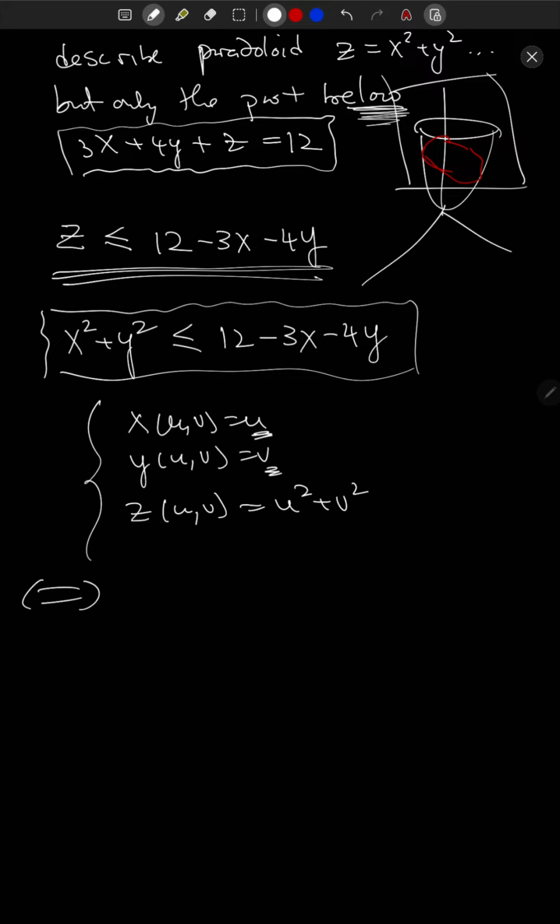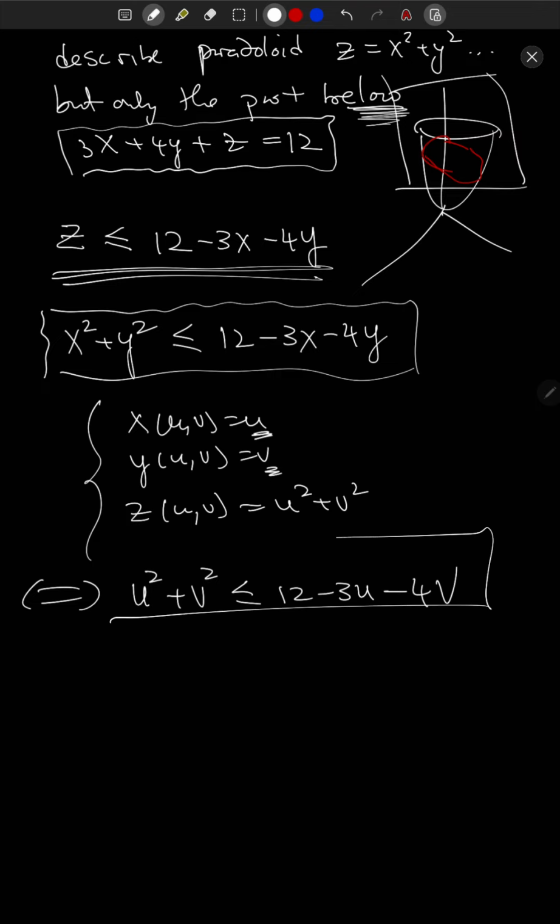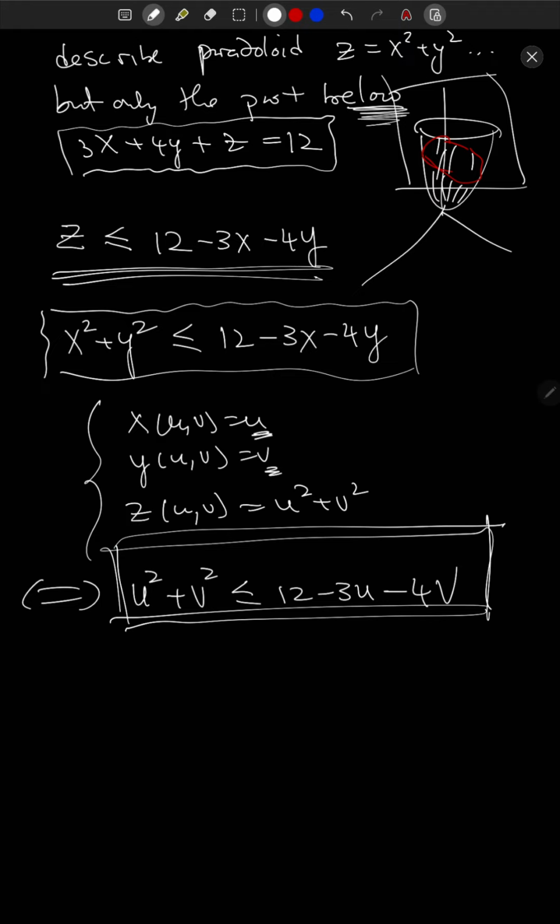So instantaneously, I know that I only care about points where u squared plus v squared is less than or equal to 12 minus 3u minus 4v. Whatever this describes is the region of interest in the uv plane. If I want to integrate over the paraboloid below this plane, which we're going to want to do in the near future, we're going to want to integrate in the uv plane over this region. And what is it?